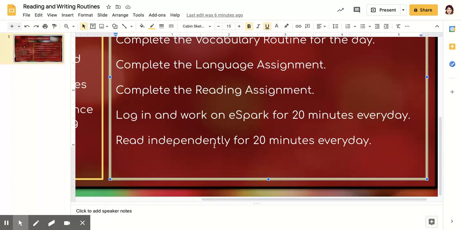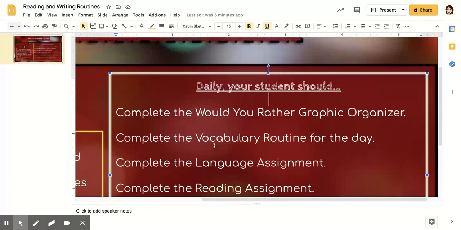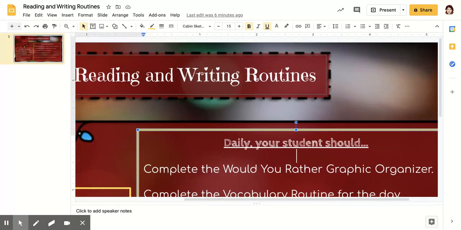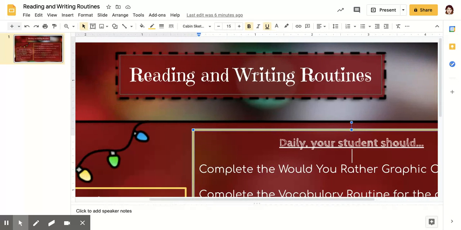I appreciate you helping your student out with this predictable daily routine for reading and writing. It helps them to make sure that they stay on track to get all of their standards learned before the end of the year, and also helps them to know what to do on a daily basis and gives them some solidarity and predictability to their day.